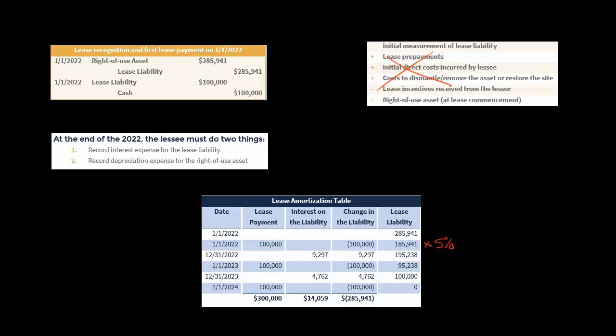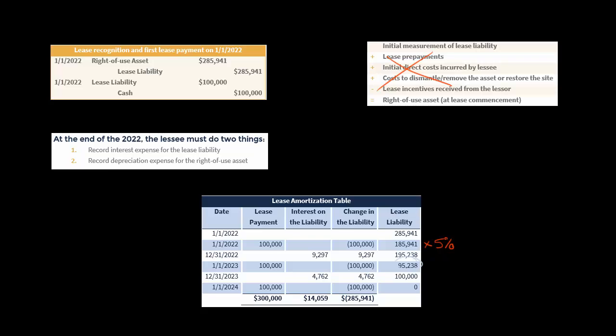is going to give us $9,297 of interest expense for 2022. They're going to make a journal entry to record this, and the interest on the lease liability increases the lease liability. So this lease liability goes down when the lessee makes a payment, but when interest accrues on the lease liability, then it's going to go up. So this plus this is equal to this. Then the next period, when they make the first payment on January 1st, 2023, is a $100,000 payment.